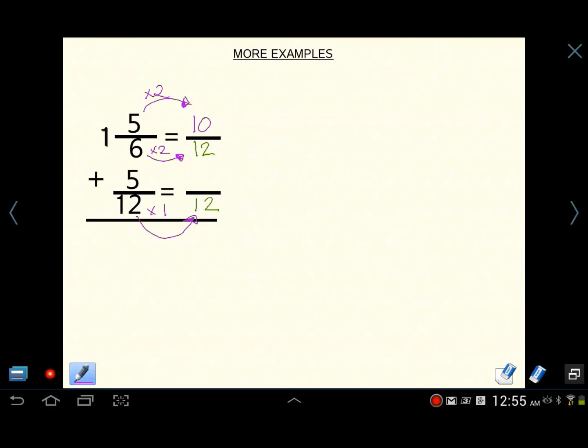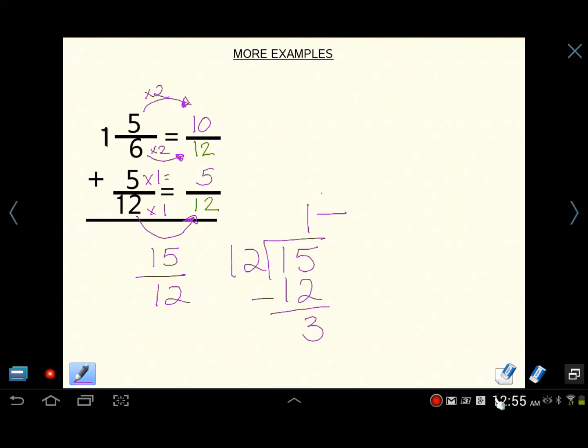Here's an example of one where the denominator is exactly the same. 12 times 1 is 12. 5 times 1 is 5. Okay, now we're ready to add. 10 plus 5 is 15. So we get 15/12. That looks like it's improper to me. So let's take 15 and divide it by 12. How many 12s are there in 15? There's 1. 12 times 1 is 12. Subtract, and you get 3.